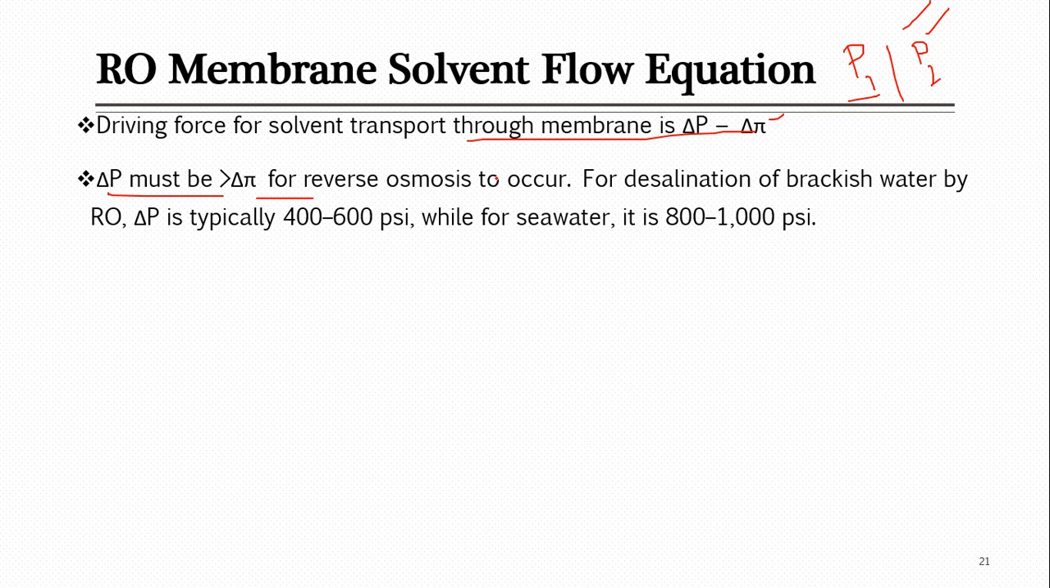Yesterday also we discussed this point, that pressure here, P1, should be sufficiently higher for this passage of solvent through the membrane and for reverse osmosis to take place. For desalination purposes, when you look at brackish water, the pressure across the membrane, or delta P value, is between 400 to 600 psi. As well, for seawater it is 800 to 1000 psi. This is a huge pressure which you have to apply across the membrane.